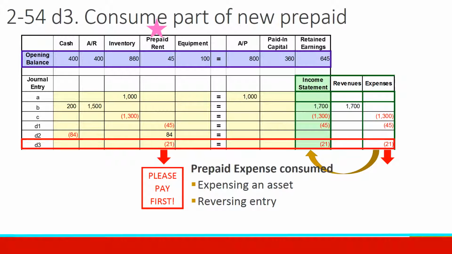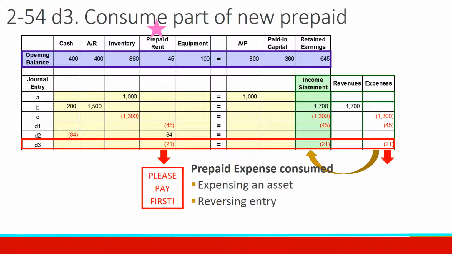So if you remember, in the first part of Requirement D, we recognized $45,000 of rent expense, recording it on the income statement, and that covered rent from January to September. Now we need to include the rent for October through December. So if we look at that $84,000 in cash that we paid, and ask ourselves, that's for a 12-month period, how much rent is it then per month, it's $7,000 a month.